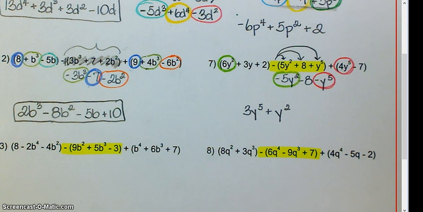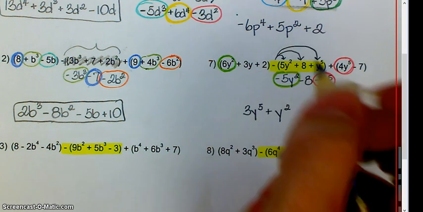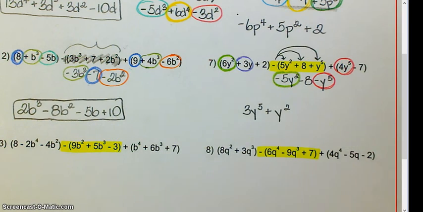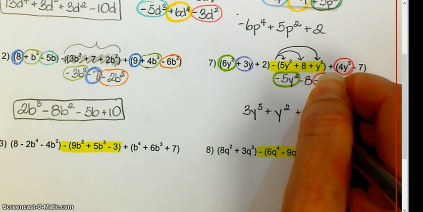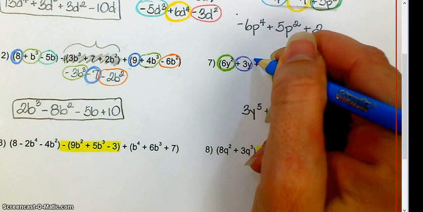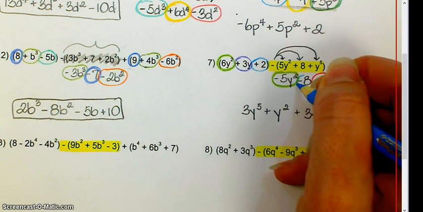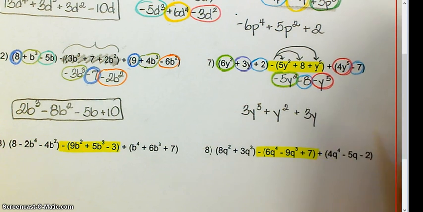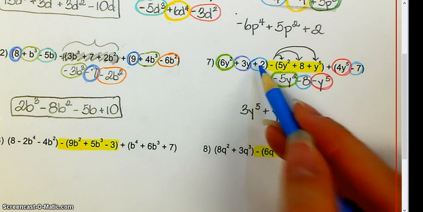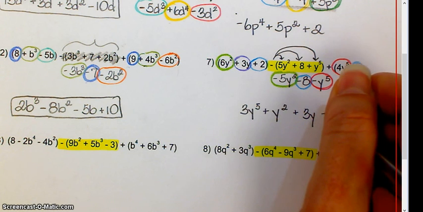Okay. Any y to the 1st? Yes. I have a positive 3y here. And that's it, guys, right? So plus 3y. And then all I have left is just plain old numbers. Let's see. I have a positive 2 here. I have a negative 8 here. A negative 7 here. Negative 7 and negative 8 is negative 15. Plus 2, that's negative 13.